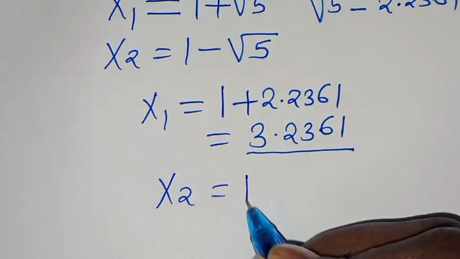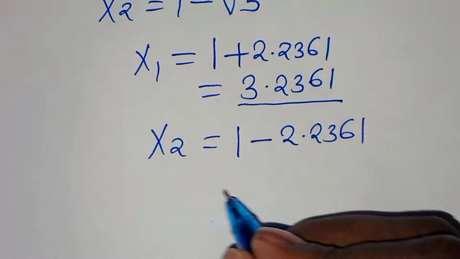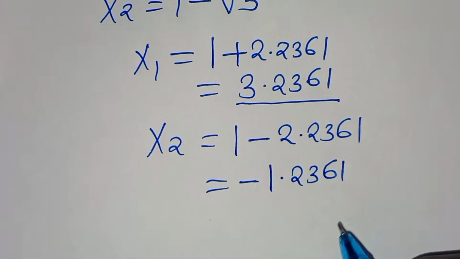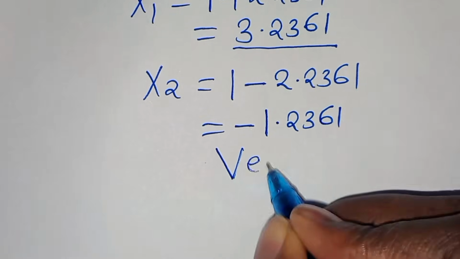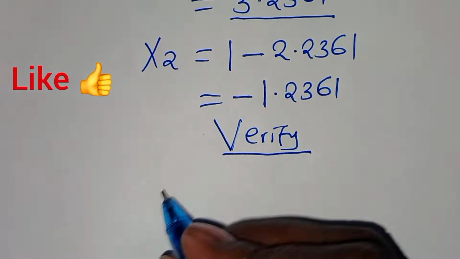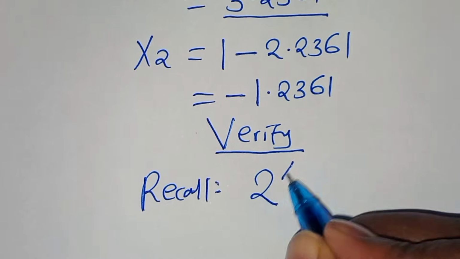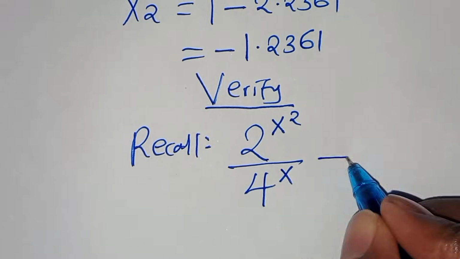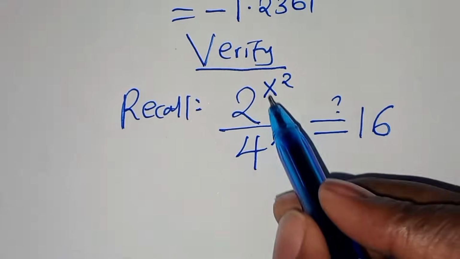x2 is equal to 1 subtract 2.2361, and this is equal to minus 1.2361. Now this is the value of x2. The next step is to verify that x1 and x2 satisfy the equation. Now if you recall, we have that 2 to the power of x squared divided by 4 to the power of x. This is supposed to give us a value of 16. So let's start with x1.